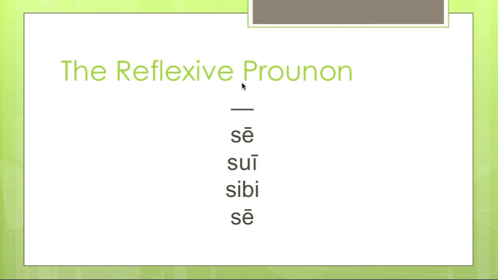You may remember our old friend, the reflexive pronoun. It, of course, has no nominative, but after that, the accusative is se, genitive is sui, dative is sibi, and the ablative is se. Se, sui, sibi, se. And it's used in the third person, so it can mean himself, herself, itself, or themselves.